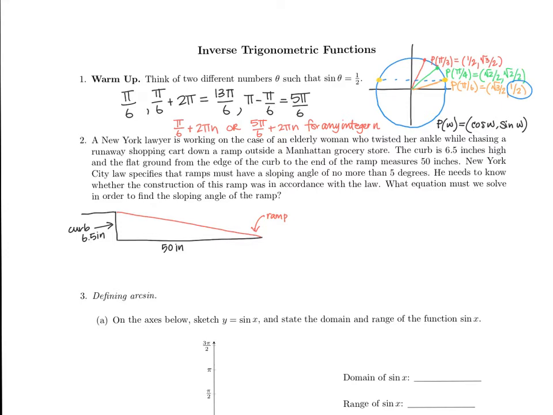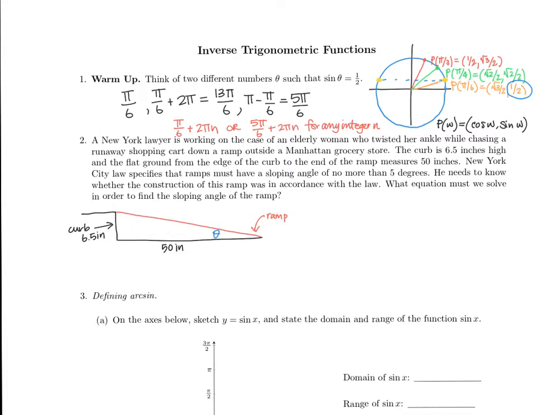So the lawyer wants to know whether the construction of the ramp was in accordance with this law, and what equation must we solve in order to find the sloping angle of the ramp. Pause the video, give it a whirl, and then come back. Have an idea? Well, first, let's label where the sloping angle is.